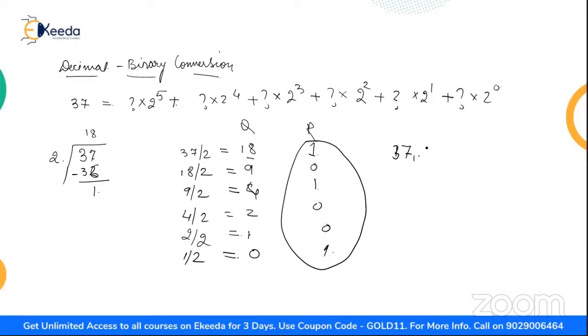37 decimal is equal to 100101 binary. So in this way you can find the decimal to binary equivalent. This is how to convert decimal to binary.